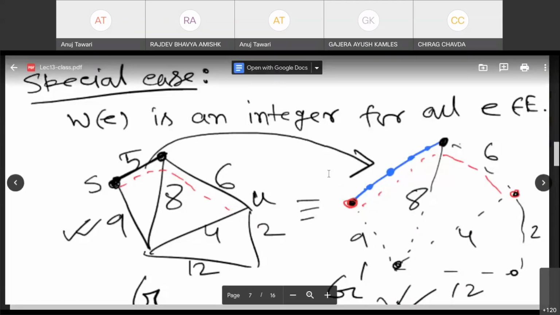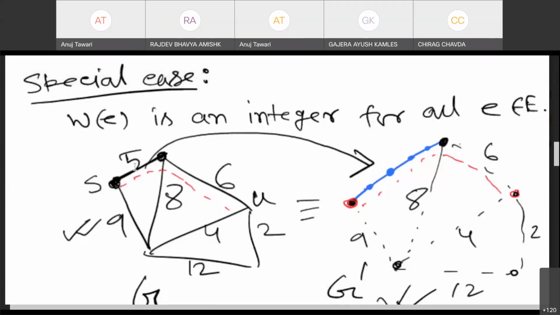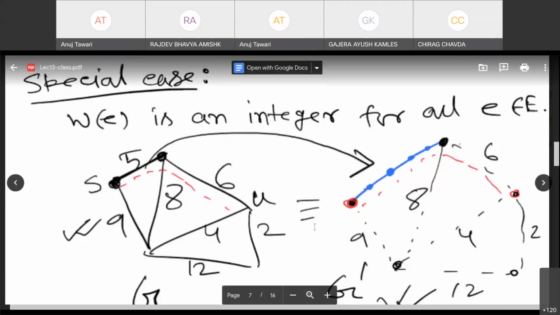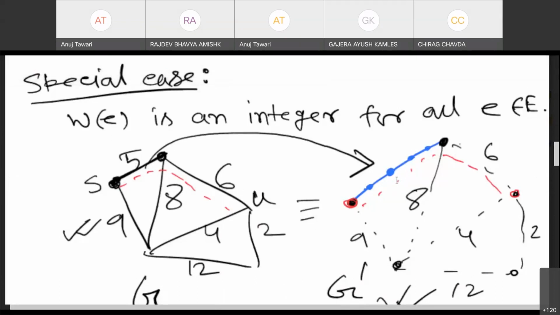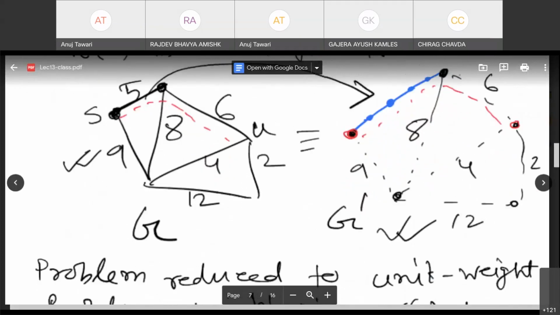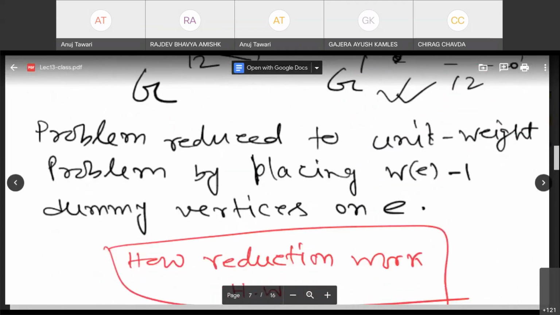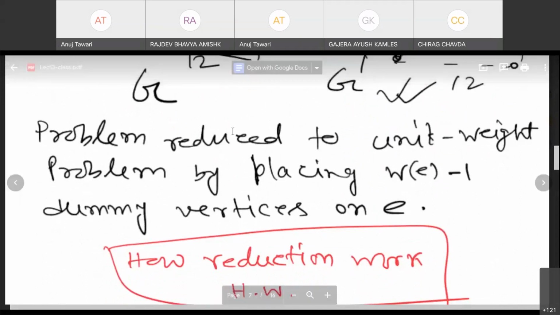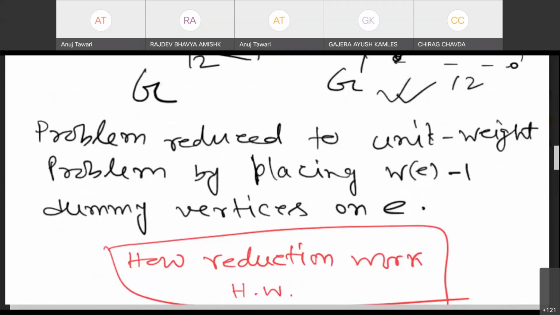And the thing to notice is, if these edge weights are bounded by something, you will only have a constant times larger graph. So there is a simple BFS based solution. It reduces to a unit weight problem, which you can just solve by applying breadth first search, or depth first search. Any graph search algorithm should work.